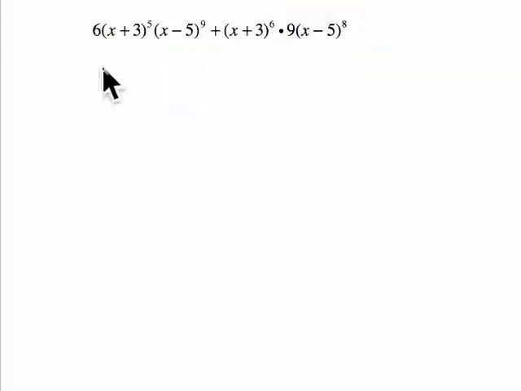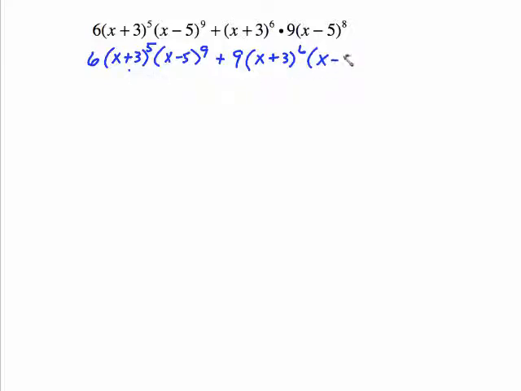And taking a look at this, first thing you want to do is get things organized. So I've got a plain old 6 out front. And I'm just leaving this in the order it started with: (x plus 3) to the 5th, (x minus 5) to the 9th. But over here, I want to bring the 9, the plain old number, in the front. Then I'd like to have the (x plus 3) to the 6th term second, because it's second over here. And then the (x minus 5) to the 8th.